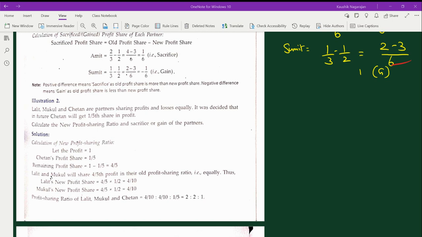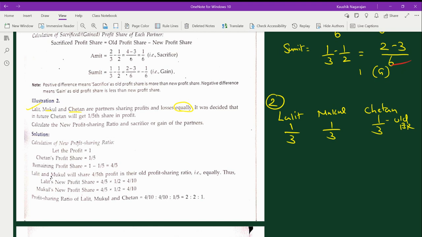Here we have a problem where it is mentioned that there are three partners, Lalit, Mukul and Chetan, who are sharing the profits and losses equally. So what type of partners are they? They are equal partners. First let us write the partners' names: Lalit, Mukul and Chetan. These three partners are initially equal partners, so 1:1:1. If we convert to fractions, it will be 1 by 3, 1 by 3 and 1 by 3. This is their old PSR, that is profit sharing ratio.